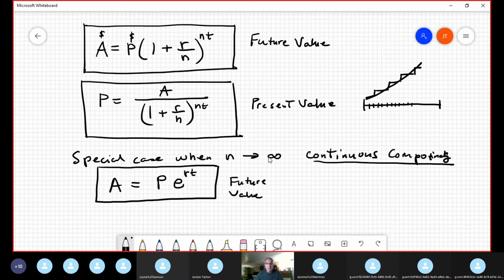Continuous compounding. And present value is the same, but the exponential is negative, minus R.